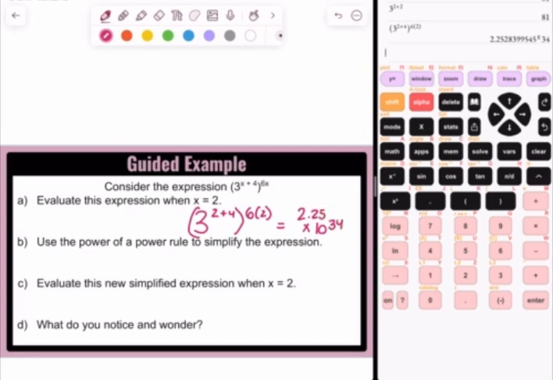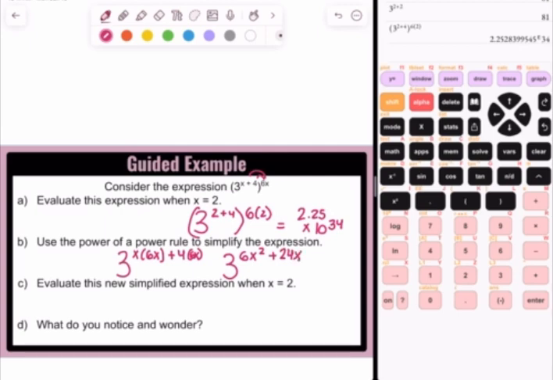Equals 2.2 times 10 to the 34 power. All right. Use the power of a power rule to find the equivalent expression. So I have to multiply. You have to multiply what's on the outside by everything on the inside. So it would be 3^(6x) times... 6x plus 4 times 6x. So that would leave me with 6x squared plus 4 times 6 is 24x.